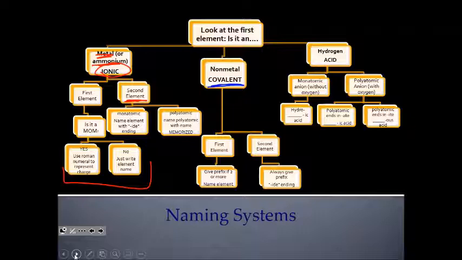We use the prefixes: mono, di, tri, tetra, penta. The regular prefixes, not the organic prefixes, which are meth, eth, prop, and but. Different prefixes there, but we use mono, di, tri, tetra, penta, and so forth. And they're always nonmetal with nonmetal, or nonmetal with metalloid. They can have that combination too. And then last but not least, over here with the acids. What should always be in the front of the compound to determine it's an acid?